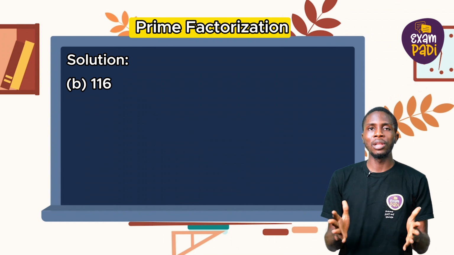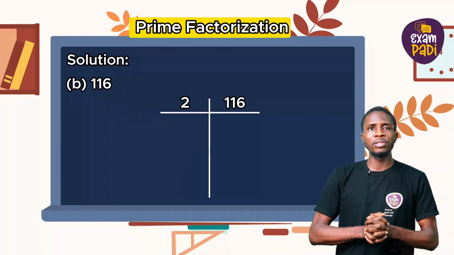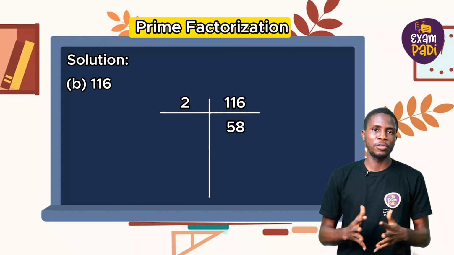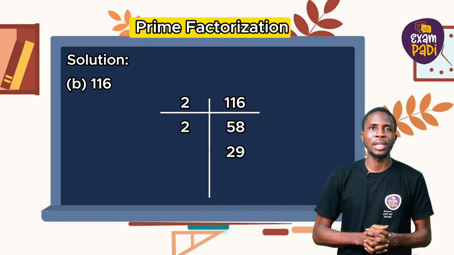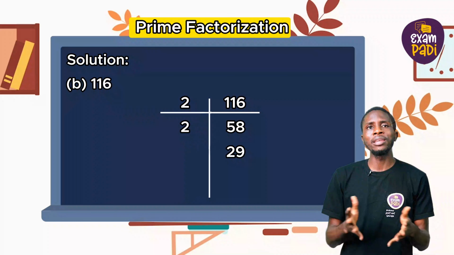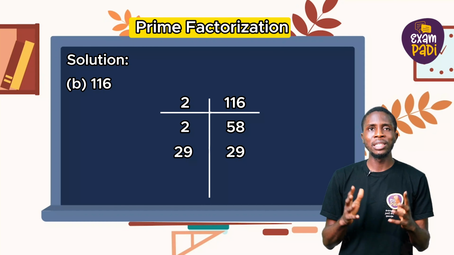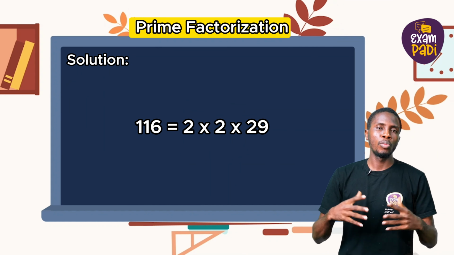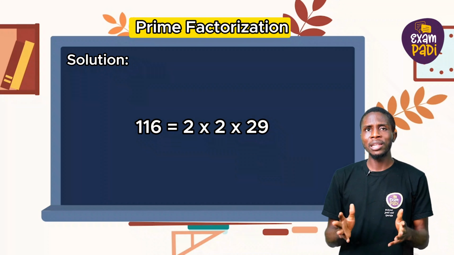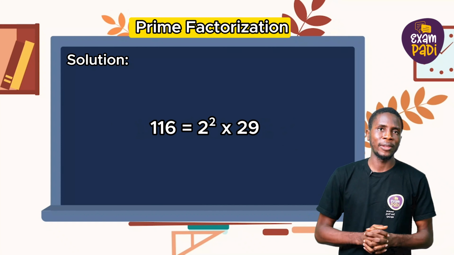C, which is the last one, 116. 2 in 116 gives us 58. 2 in 58 gives us 29. Of course, 29 is the only number that can divide 29. 29 in 29 gives us 1. That is 2 multiplied by 2 multiplied by 29, which is equal to 2 raised to the power of 2 times 29.